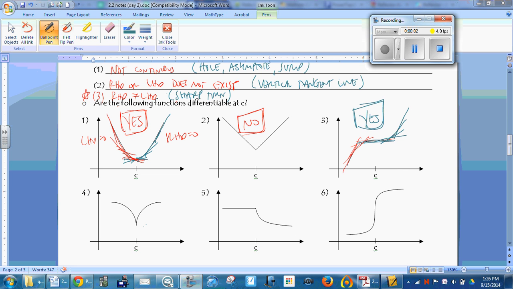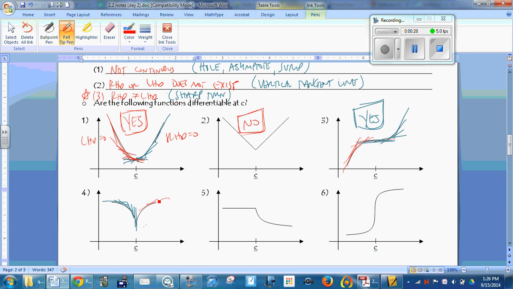All right, for number 4, it is continuous, so it matches the first requirement. Then we want to look at the left-hand derivative and right-hand derivative. So from the left side, we have a negative slope, but it gets steeper and steeper as we get closer and closer to c, and it's going towards like a vertical line. And in that case, when it's a vertical line, the slope would be undefined, which means the derivative does not exist. Same thing from the right.